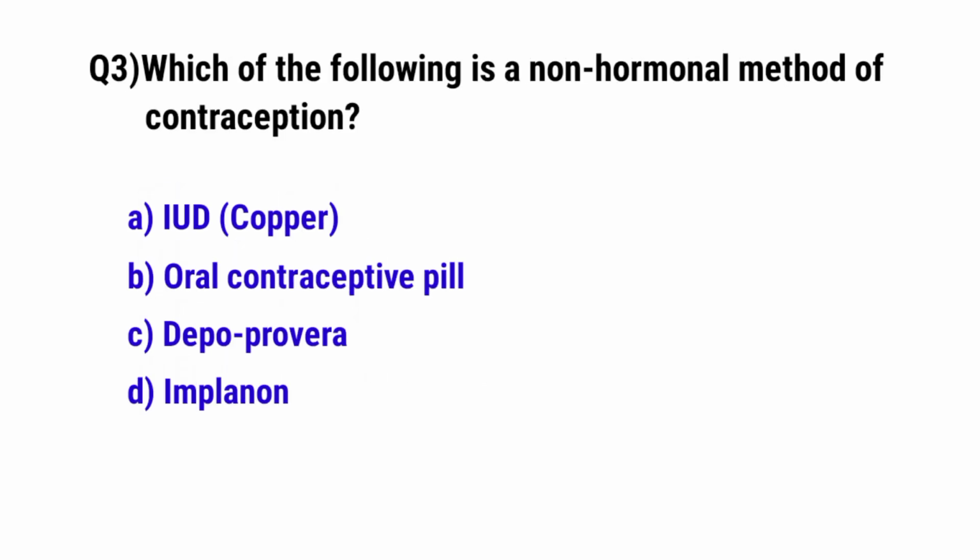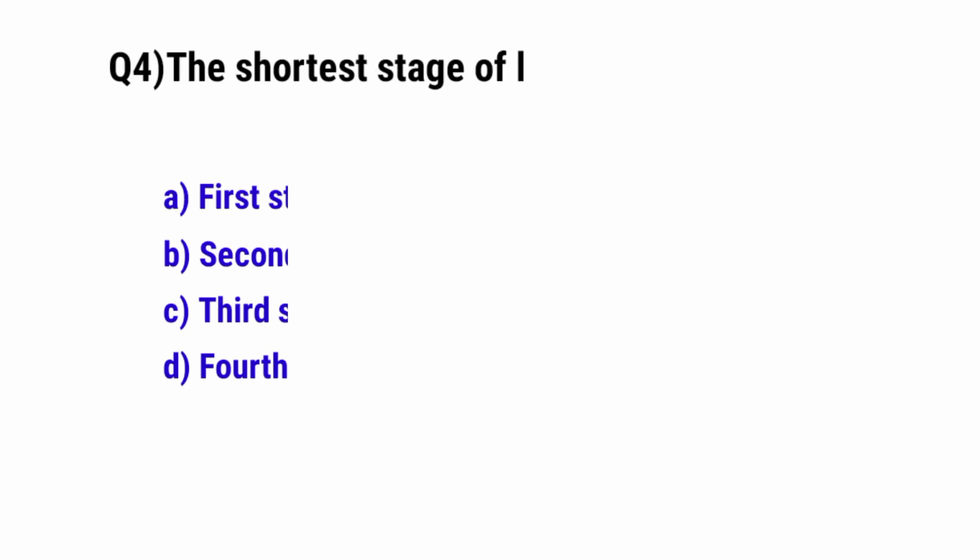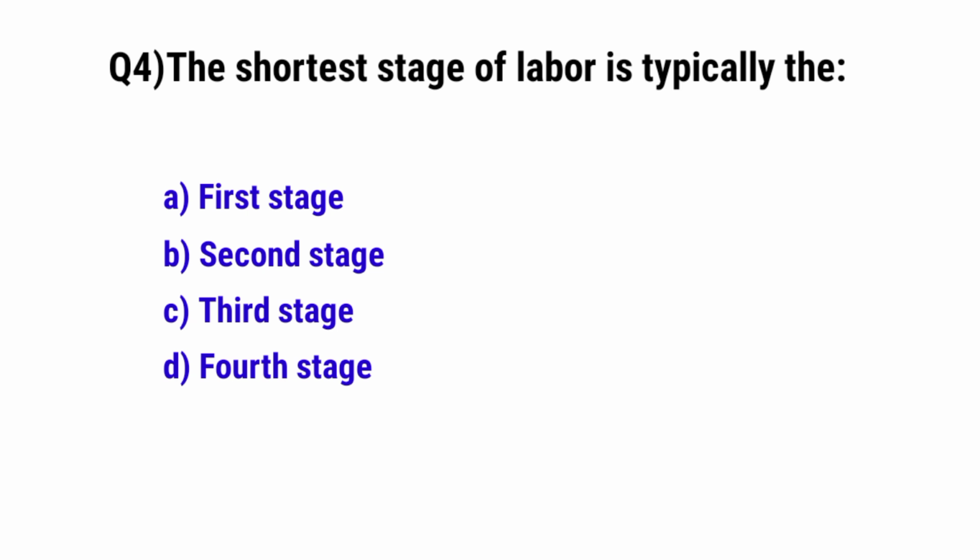Question number 3. Which of the following is a non-hormonal method of contraception? The correct option is A. IUD copper. Question number 4. The shortest stage of labor is typically the... The correct option is C. Third stage.